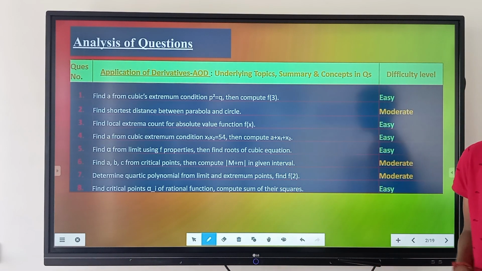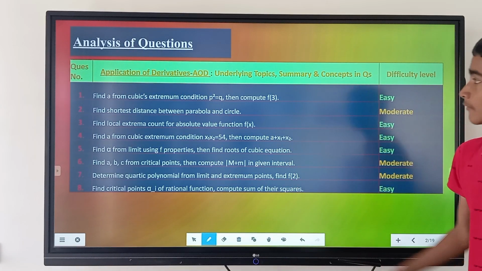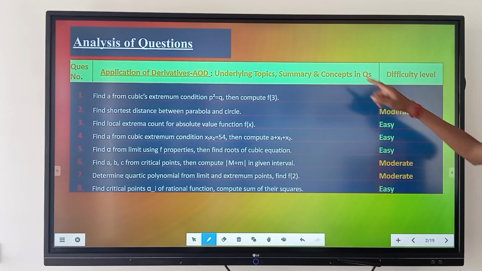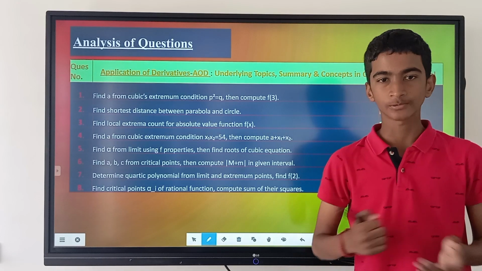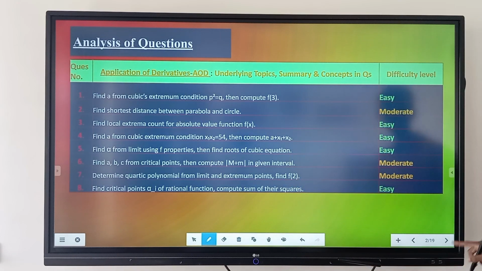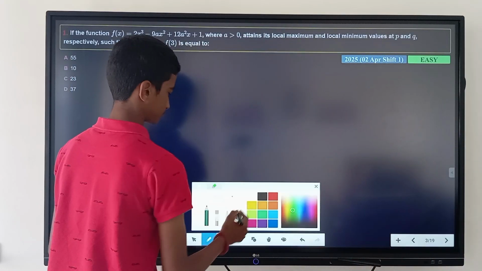Before we start solving, here we have analysis of each and every question with underlying topics, summary and conceptual questions with difficulty level. So hope this will be helpful for you. Here is our first question.